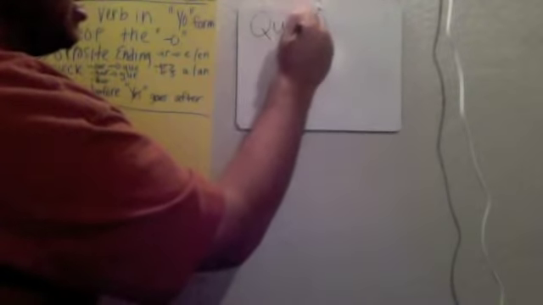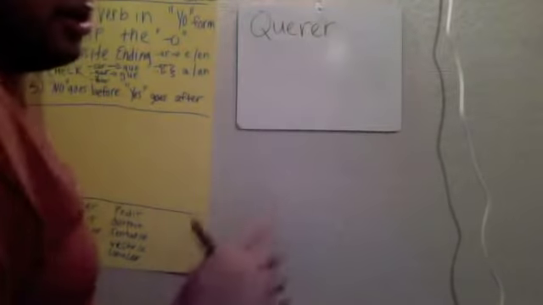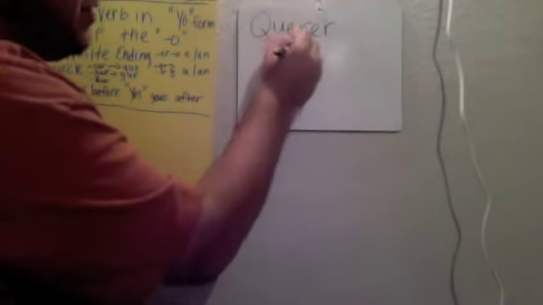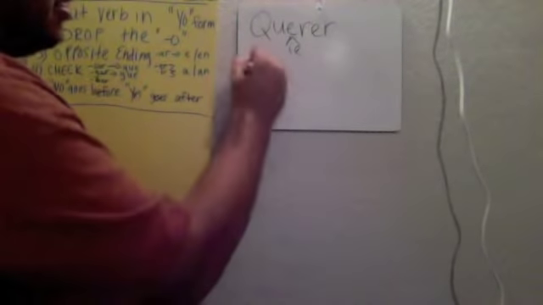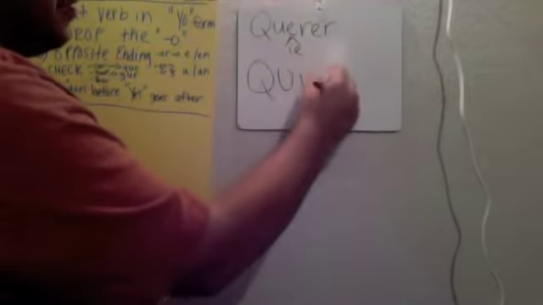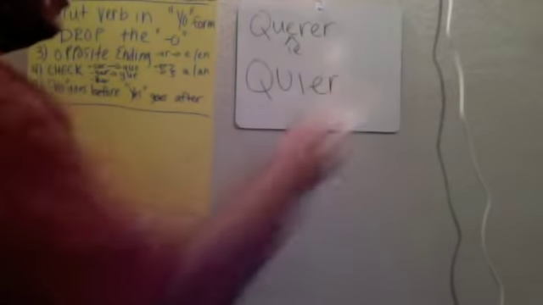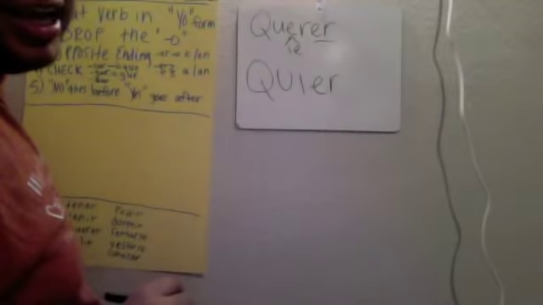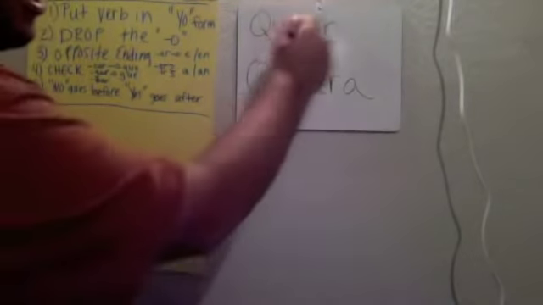The verb to want, querer. Now, you should know that this is a stem changing verb, an E to IE. So let's put this in the yo form. Quiero. Okay, drop the O. It's an ER verb, so our opposite ending is A. Quiera. There's your command. It's not car, gar, zar either, so you don't have to worry about that.